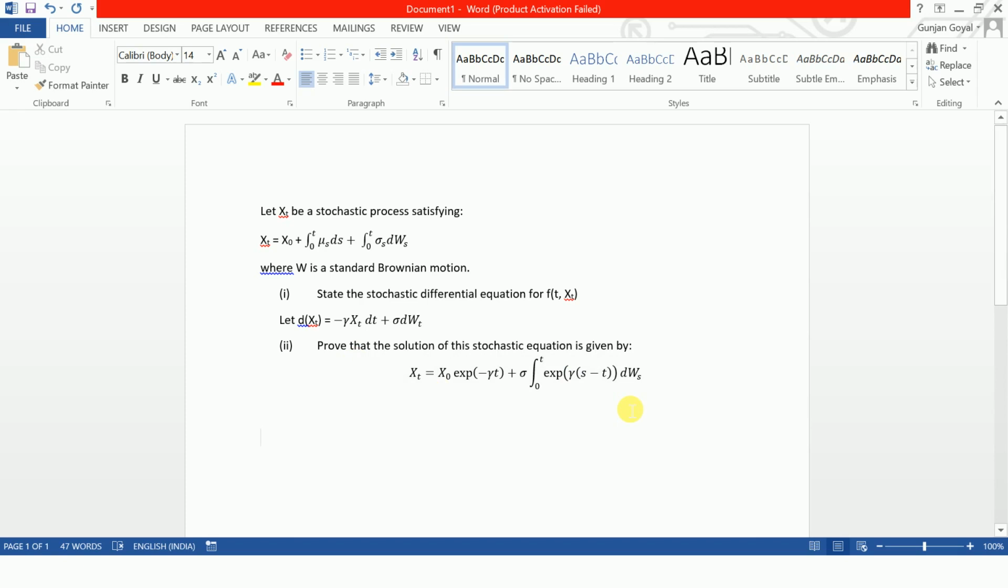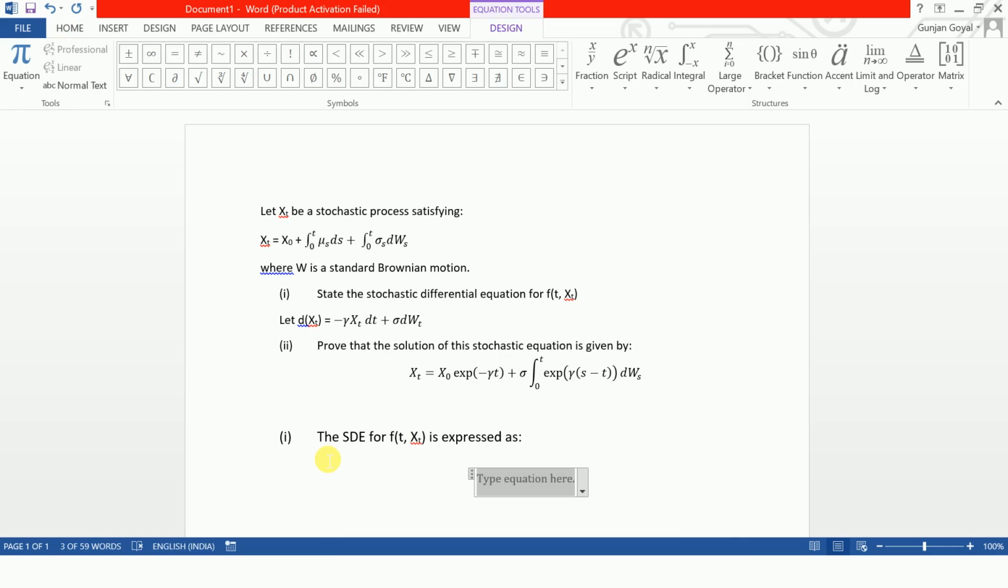Okay, so let's solve the first part. The first part says to calculate the SDE, so the SDE for f(t, X_t). For writing in subscript we press Control and equal to t. Okay, X_t is expressed as, and then we write our equation. So we'll now write df. I'll just insert Alt equal to and then continue writing in my equation. So df(t, X_t), bracket close.